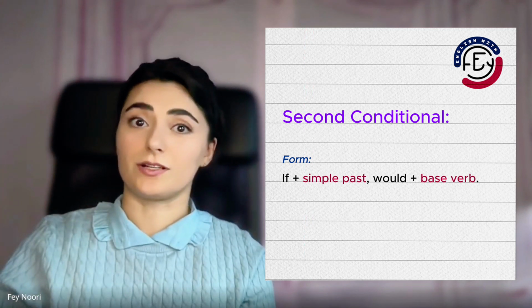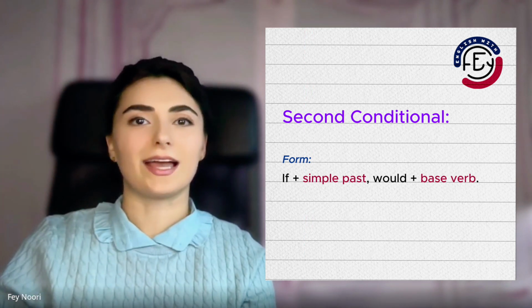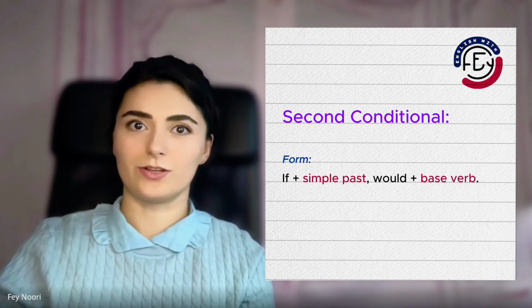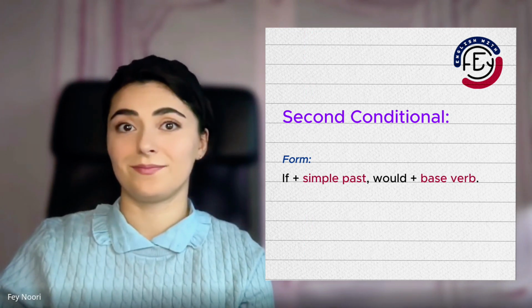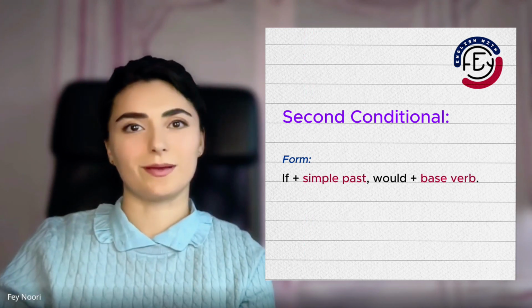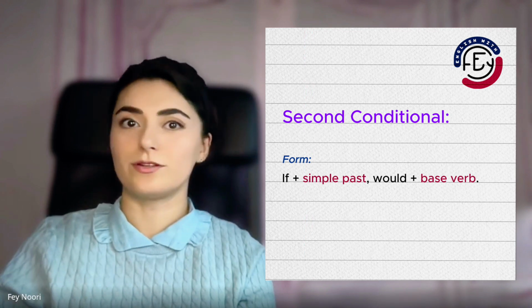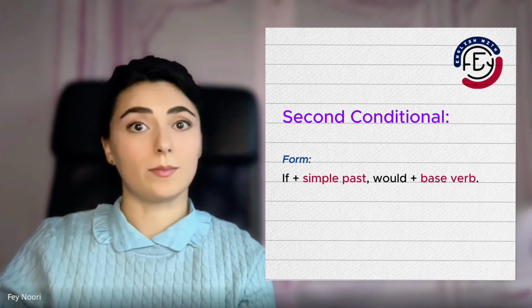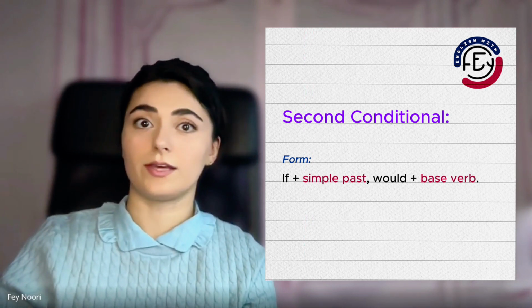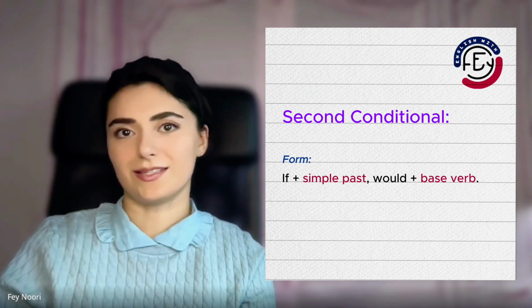So we use the subjunctive mood in the if clause. If I had $1 million, if she were taller, if I knew the answer. And we use would plus verb in the main clause. I would travel the world. She would become a model. I would tell you the answer, or they would tell us.